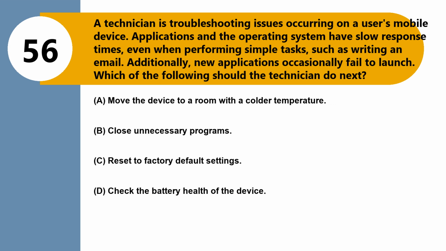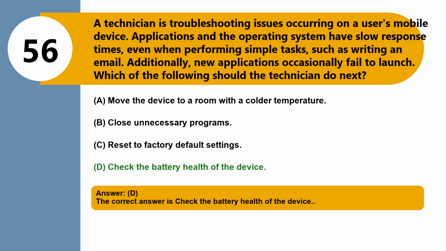Question 56. A technician is troubleshooting issues occurring on a user's mobile device. Applications and the operating system have slow response times, even when performing simple tasks, such as writing an email. Additionally, new applications occasionally fail to launch. Which of the following should the technician do next? Option A, move the device to a room with a colder temperature. Option B, close unnecessary programs. Option C, reset to factory default settings. Option D, check the battery health of the device. The correct answer is option D, check the battery health of the device.